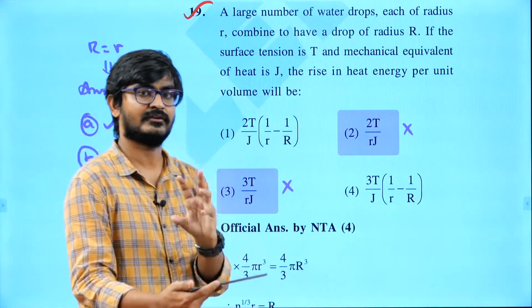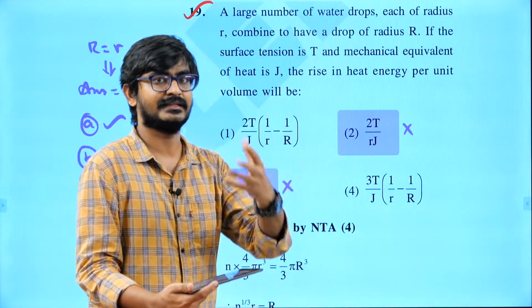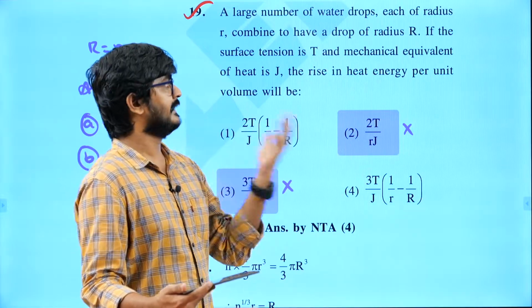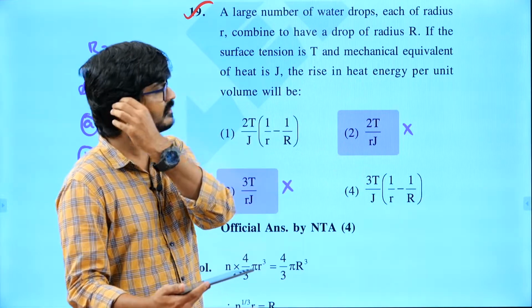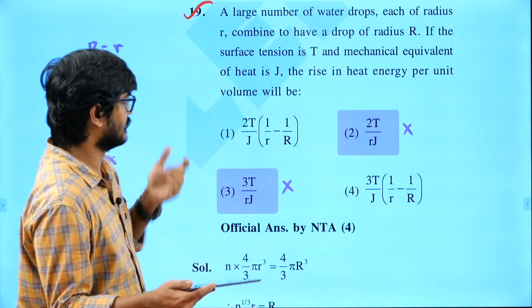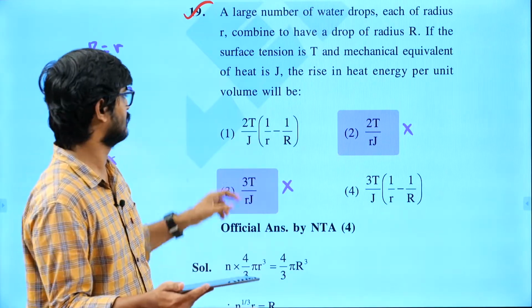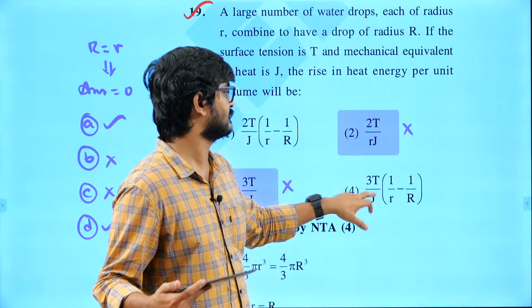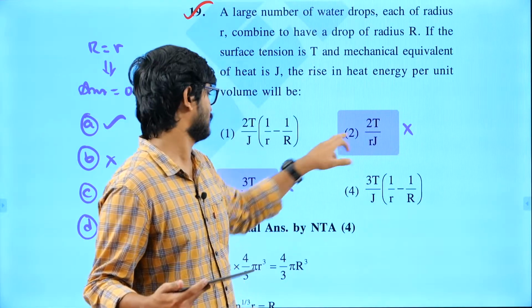So if I take only one drop and it is there like that, then there is no heat. No heat came up because of the combination, right? So it must be 0. So when small r equals capital R, it must be 0. From there I understood one of these 2 must be correct. These 2 won't be correct because these 2 are not 0.